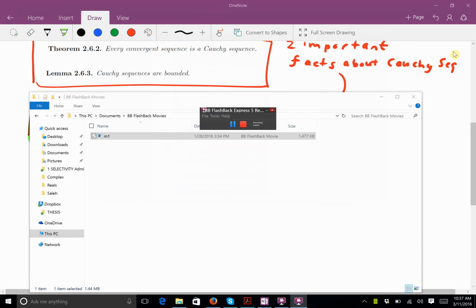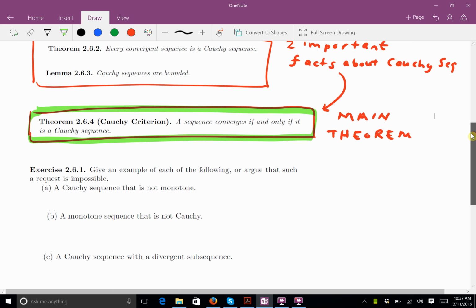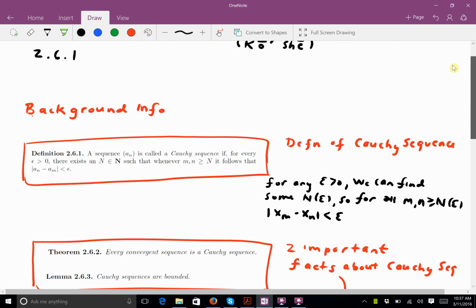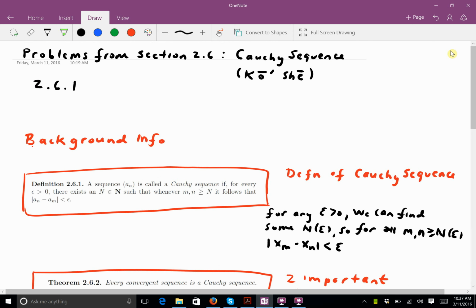Let's look at the problems from section 2.6 first. There's only one, but the section itself is important. So section 2.6 deals with what we call Cauchy sequences. And Cauchy was French, so this is how it's pronounced.